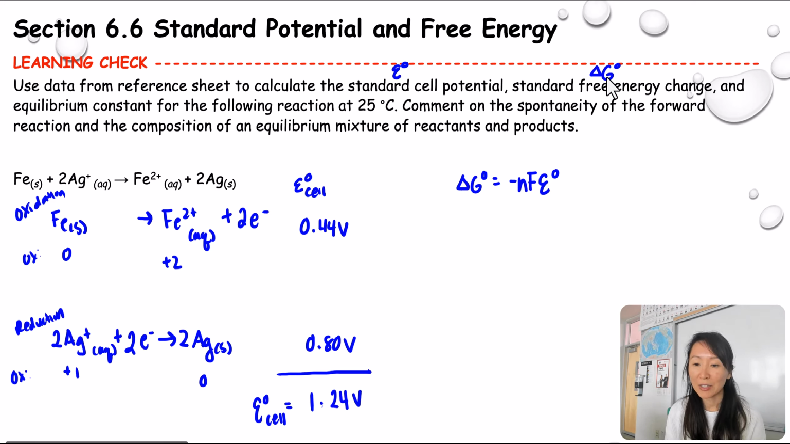So let's go ahead and look at n. And n, as you can see, there's 2 electrons being transferred. So we're going to go ahead and write negative 2 electrons. The Faraday constant is something that you should just memorize or have in your reference sheet.